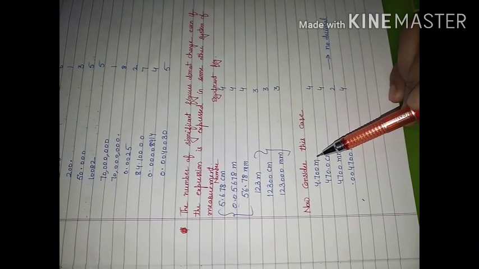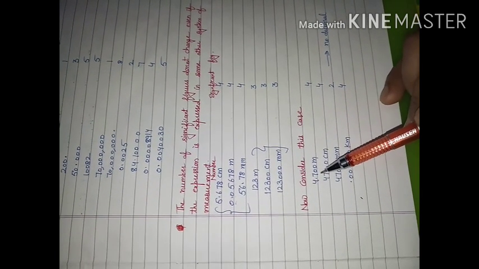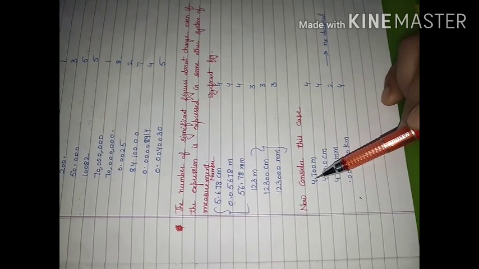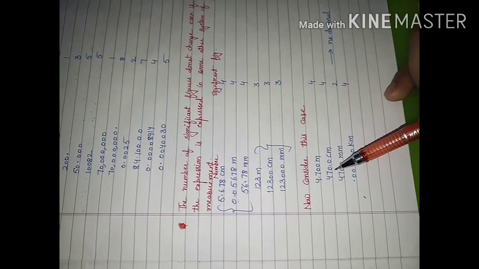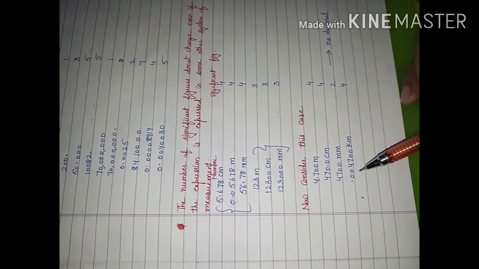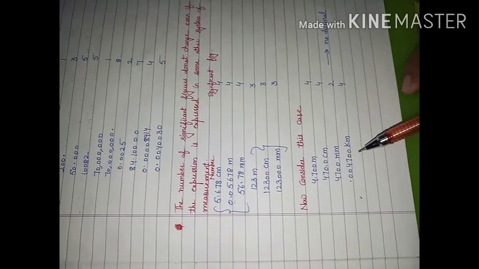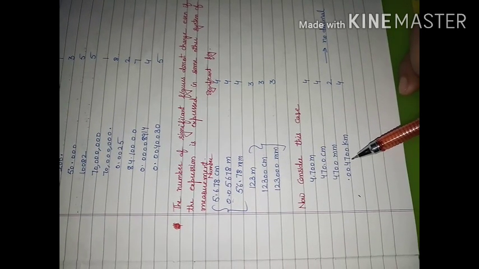Now see in this, how many significant figures? 1, 2, 3, 4, because decimal is there, so these 0s will also become significant. Here also 1, 2, 3, 4. Here also these will not be significant. These will be significant. 1, 2, 3, 4.